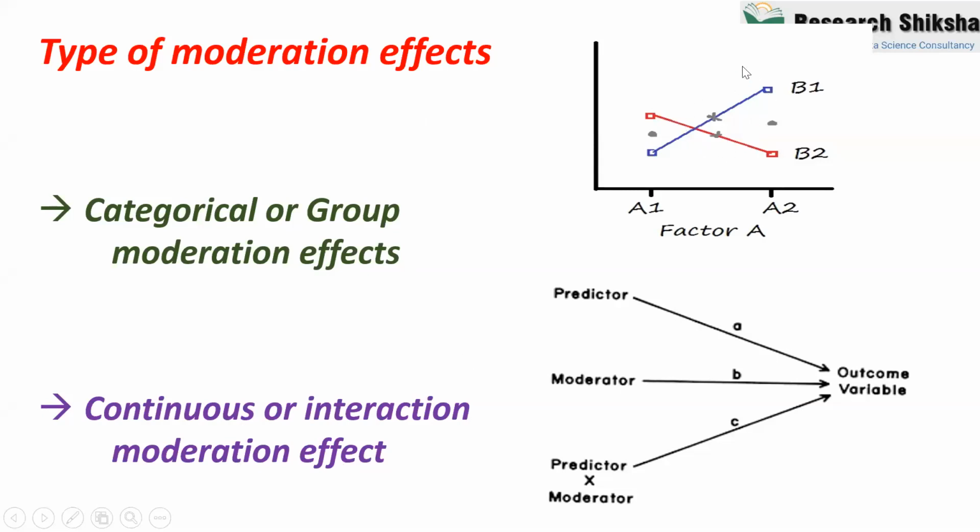In this case, if you see this diagram carefully, we are saying that B1 and B2 are two different categories, and for both categories, the relationship is different. These two lines are representing the relationship, and we are saying that the relationships are different.